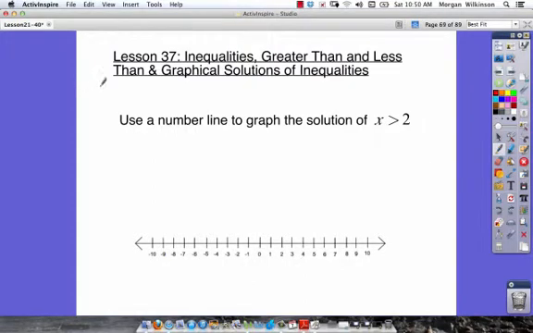Lesson 37 has a title of Inequalities, Greater than and Less than, and Graphical Solutions of Inequalities. The first problem we have is to use a number line to graph the solution of x is greater than 2.